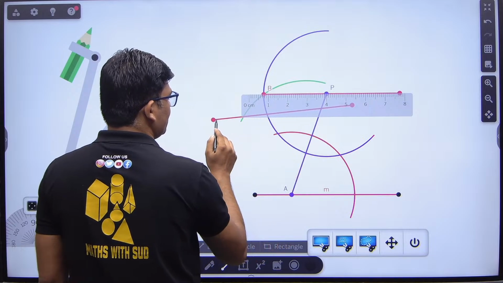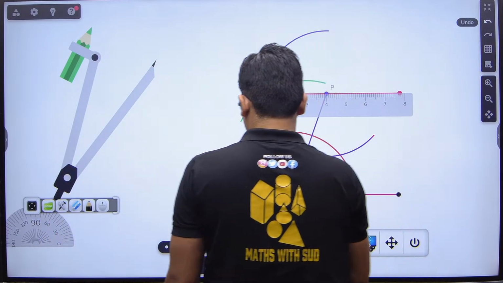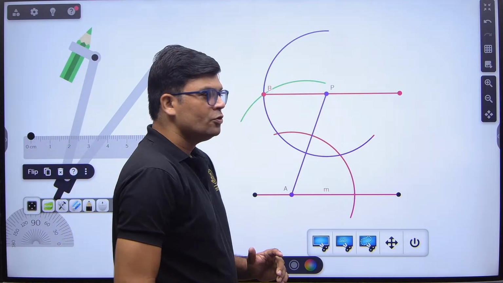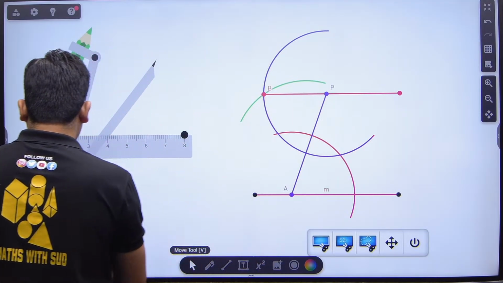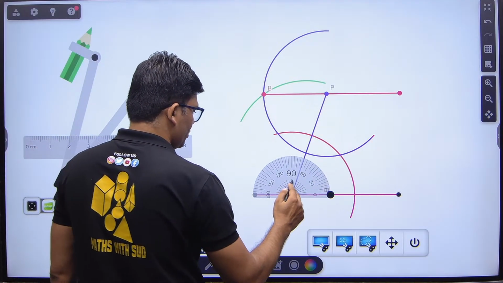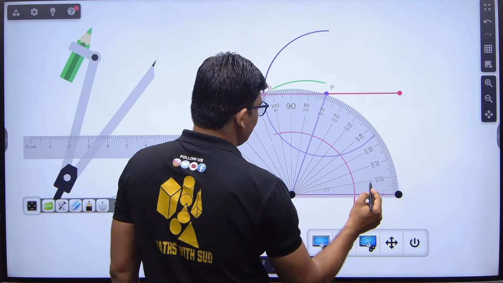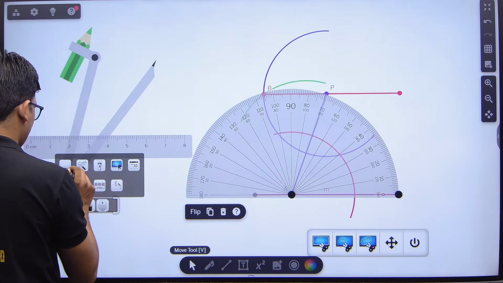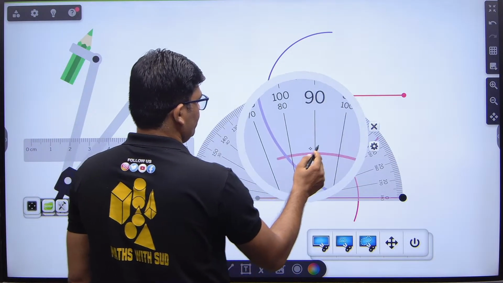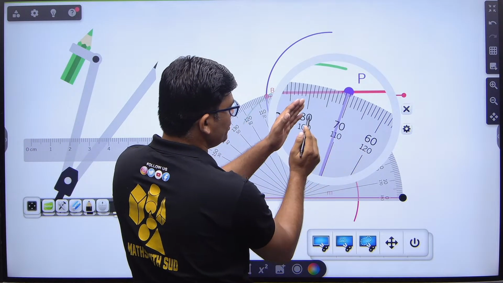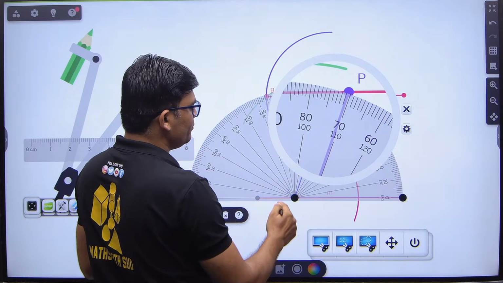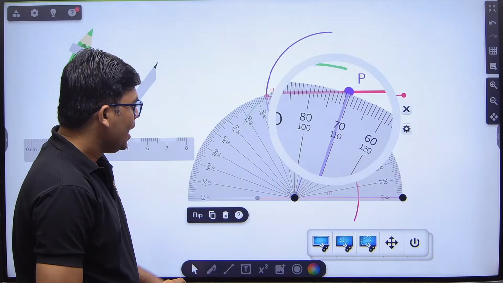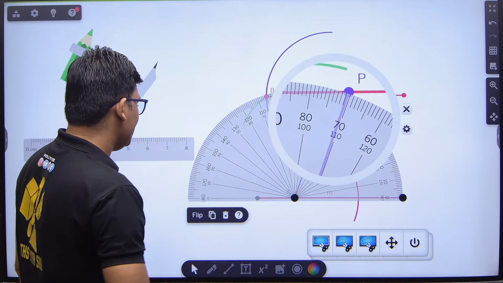Now you can see that these 2 lines are parallel. We can say that this line is parallel to this. So to check the construction, I have a protractor with me. Let us see what the angle is here. So this is an obtuse angle, so we can say it is between 109 and 110, and you will find the same angle from the other side if we rotate this protractor.